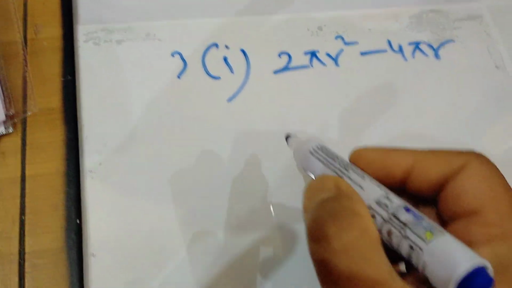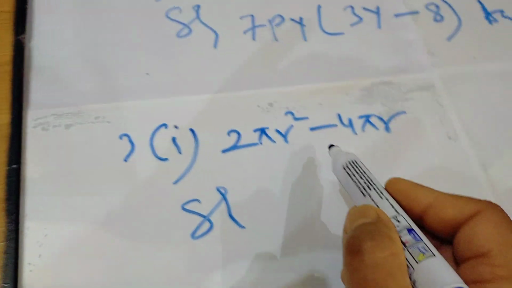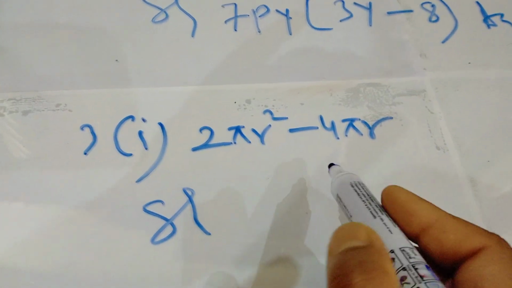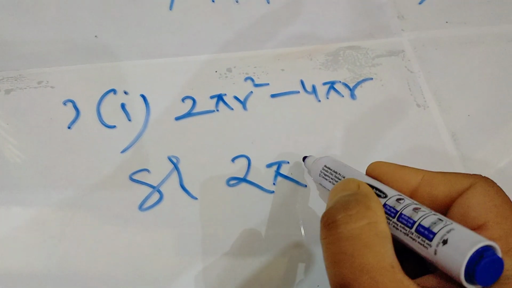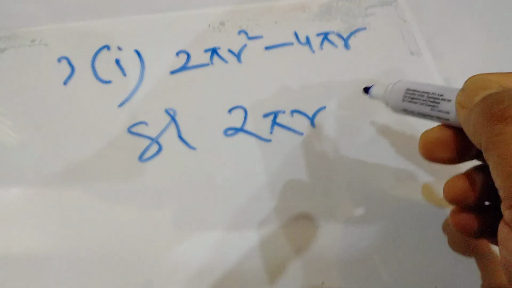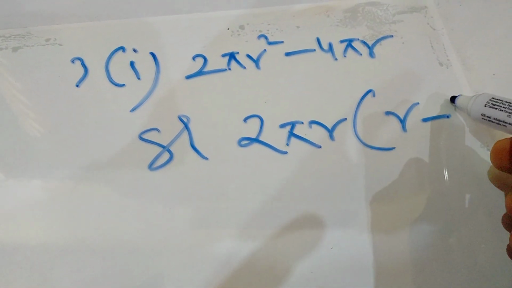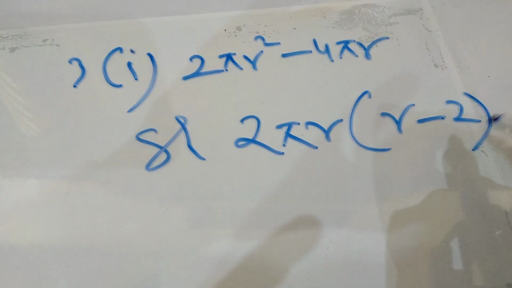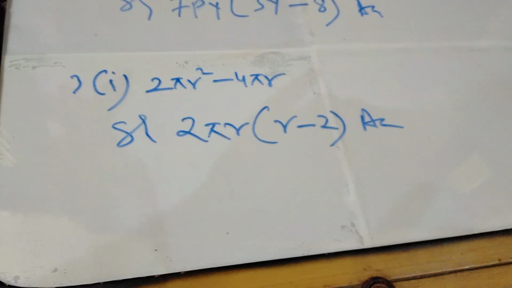Now move to question number 3, first part. It is 2 pi r square minus 4 pi r. In this question 2 is common, pi is common, r is common. 2 pi r is common. So in the bracket it will be only r minus 2 2s are 4, this much. So this is the answer. You should try the second part of this question also.